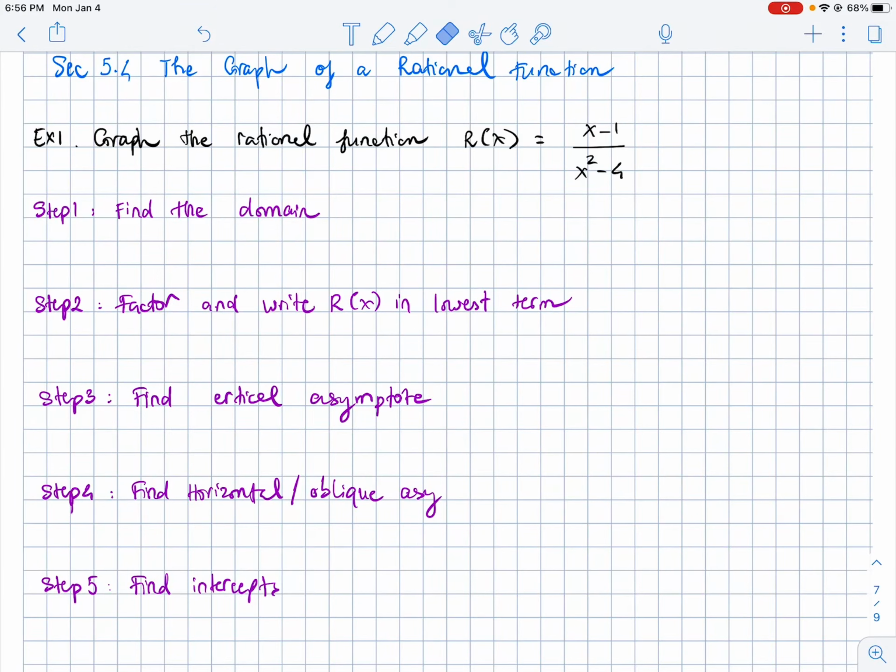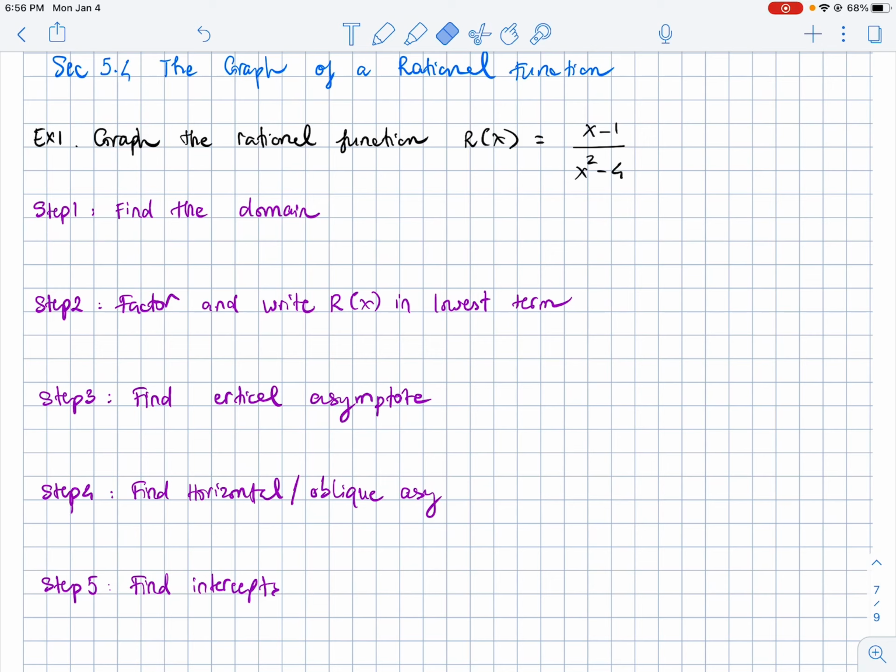Section 5.4, The graph of rational function. Example number 1. We want to graph the rational function r of x equals x minus 1 divided by x squared minus 4. We're going to follow the following steps. Step number 1, we need to find the domain.